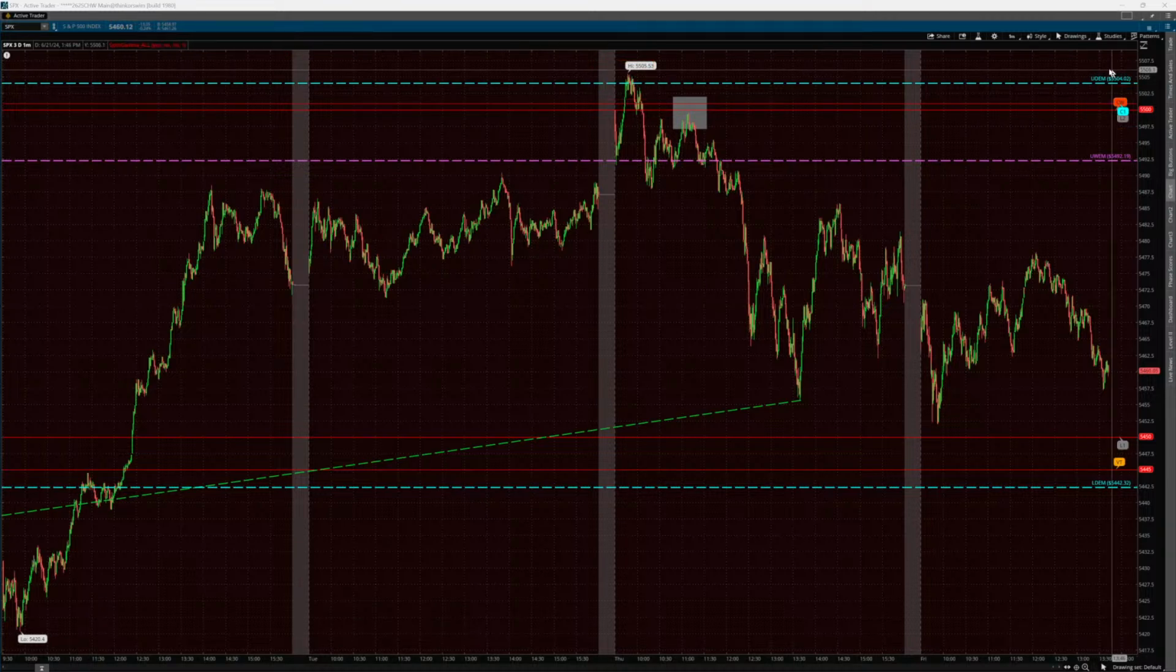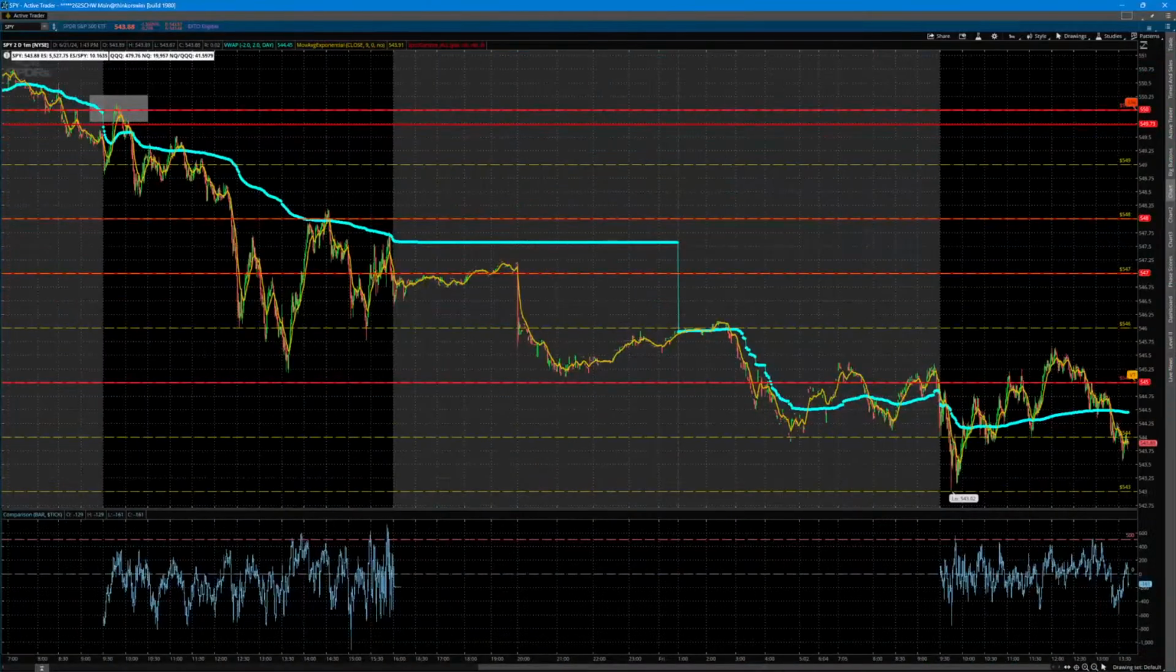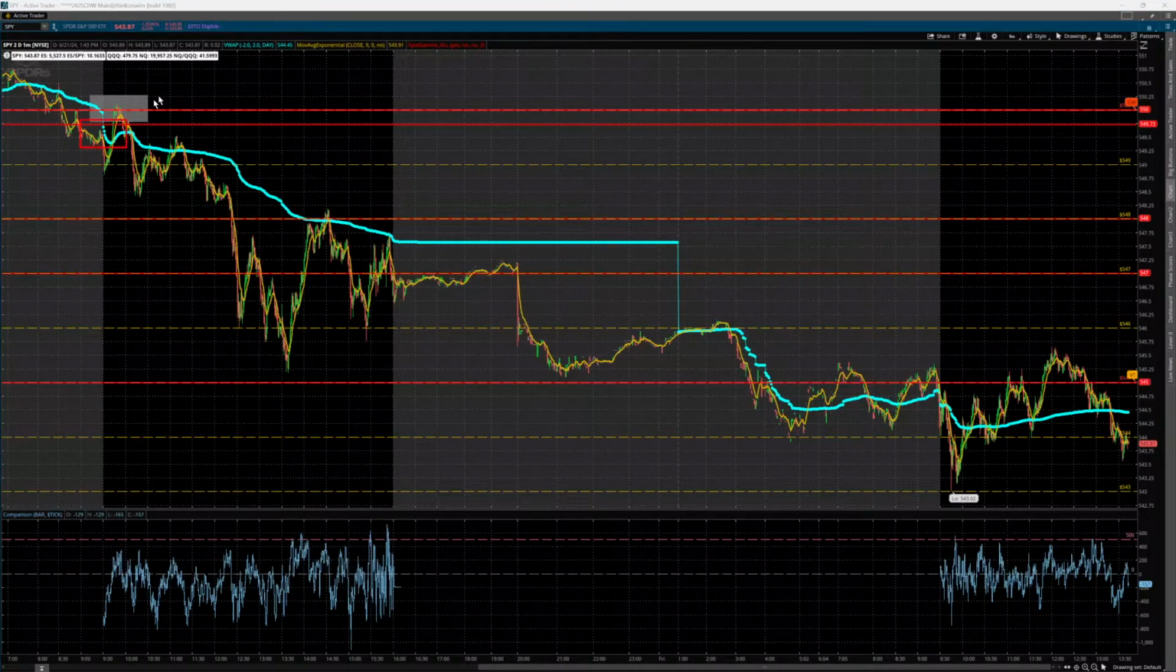All right, let's just take a quick look at SPY on a 1-minute chart. Here's that rejection yesterday, just after the open at the 550 call wall.